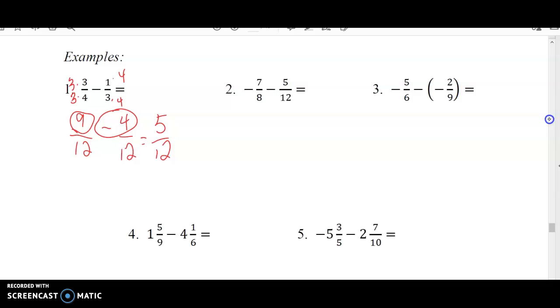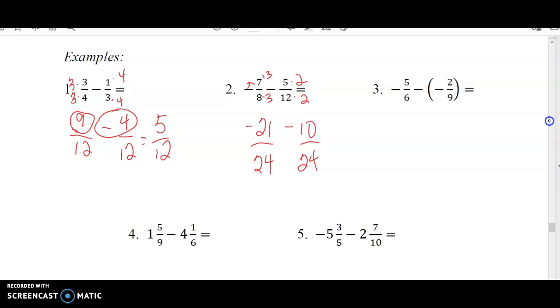Number 2, you have 8 and 12. Our least common denominator is going to be 24. I'm going to times this by 3 and 3, this by 2 and 2. So this first one, I'm going to take this negative sign and put it up towards the numerator there. So here we have negative 21 over 24 and a negative 10 over 24.